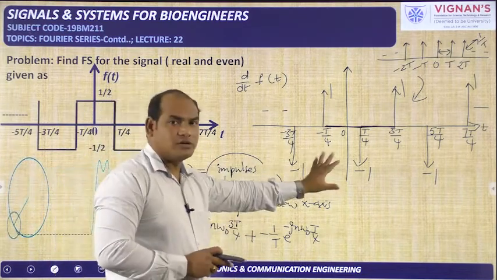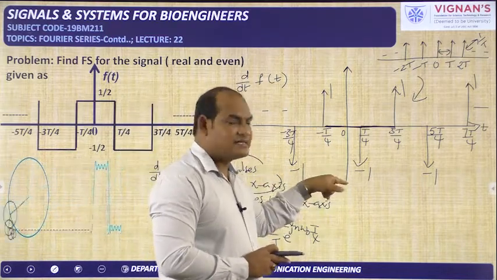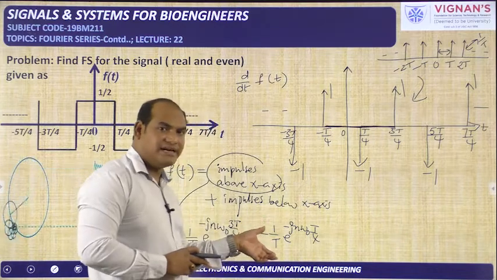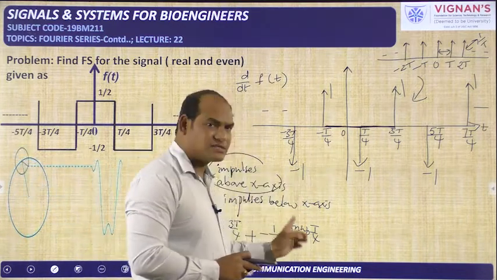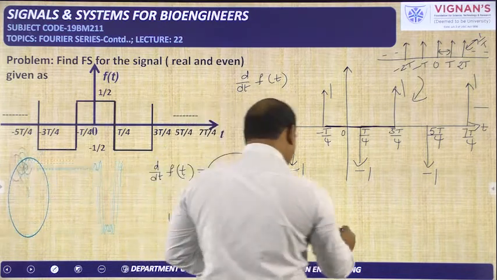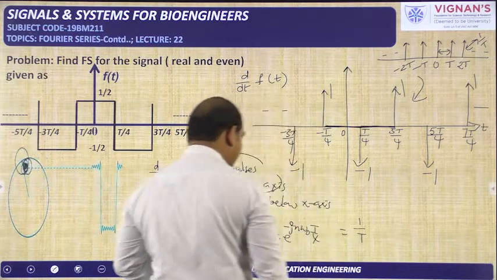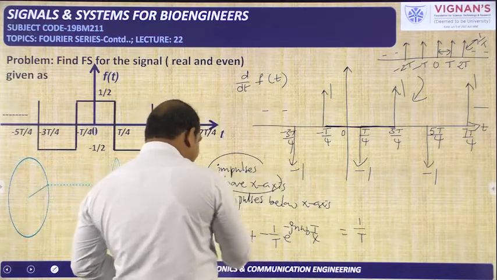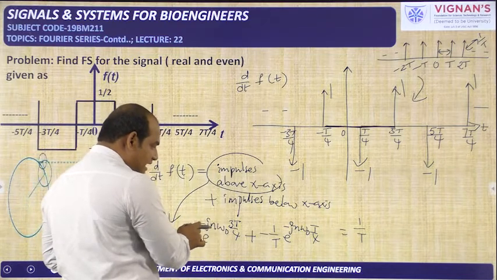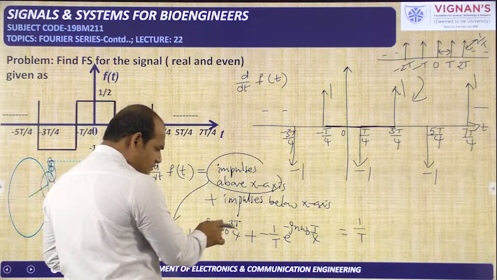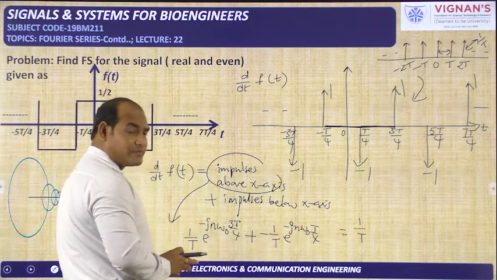Now we will do this one. For the impulse train signal which is below the x-axis, the coefficient is 1 by T, and because of the shifting by T by 4 we will get this particular expression. Now 1 by T we can take common, and it is looking like e power minus j 3 theta, where theta is n omega naught T by 4. It is available in both the terms.